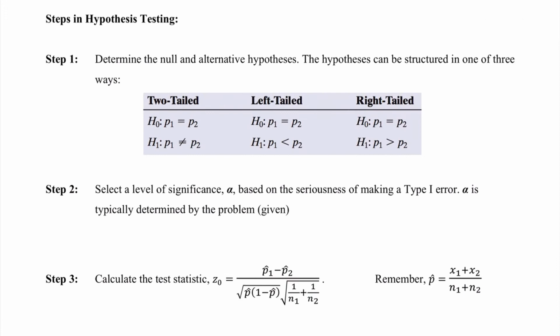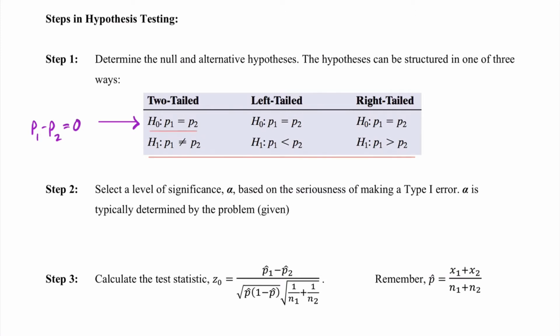Heading into our steps to conduct the hypothesis test. Similar to our one population hypothesis testing, we first need to determine the null and alternative hypotheses. Now, as opposed to a single population where we're comparing p to a number, notice that we're comparing p1 to p2 now. So we've got p1 is equal to p2 as our null hypothesis, and that applies to two-tailed, left-tailed, and right-tailed. But our alternative hypotheses compare p1 to p2, where we've got not equal to, less than, or greater than, based on the type of test we're conducting. As a quick side note, another way we could write this would be p1 minus p2 equal to 0. Think of this logically.